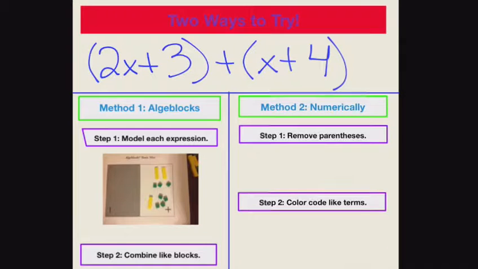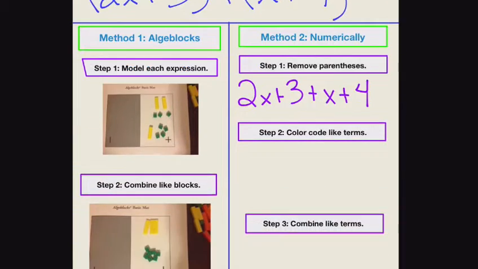Okay, when you're adding linear expressions, the first step is to just go ahead and remove those parentheses. So I'm going to rewrite my expression without my parentheses. So 2x plus 3 plus x plus 4. The next thing we're going to do is color code our like terms. Yes, color coding is back. Get excited. I know I'm excited.